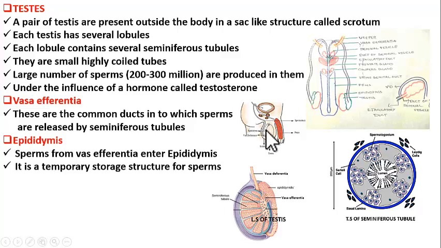Now what is there inside the testes? For that you have to take LS. LS means longitudinal section. If you cut it lengthwise and look, you find several rooms inside the testes. So these are the rooms. The rooms are called lobules. What is there in the lobules? Each lobule contains several small coiled tubes, and these small coiled tubes are called seminiferous tubules.